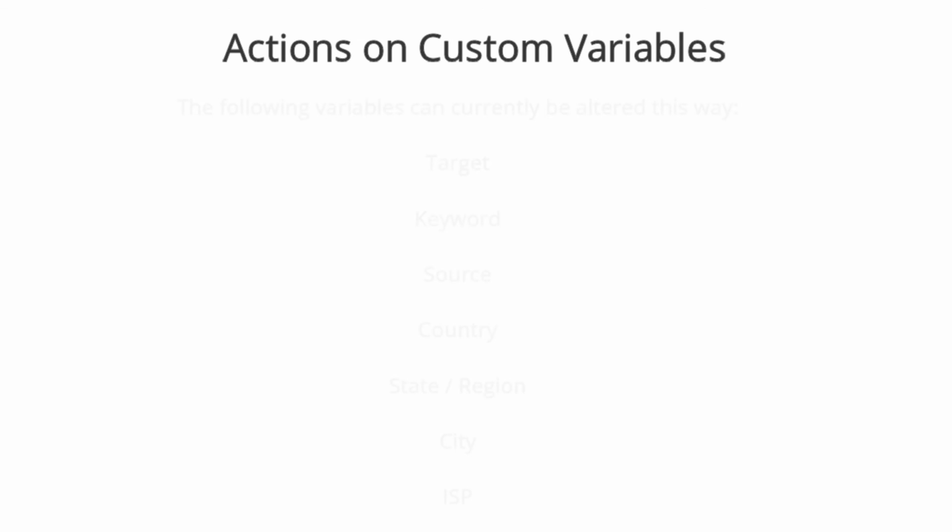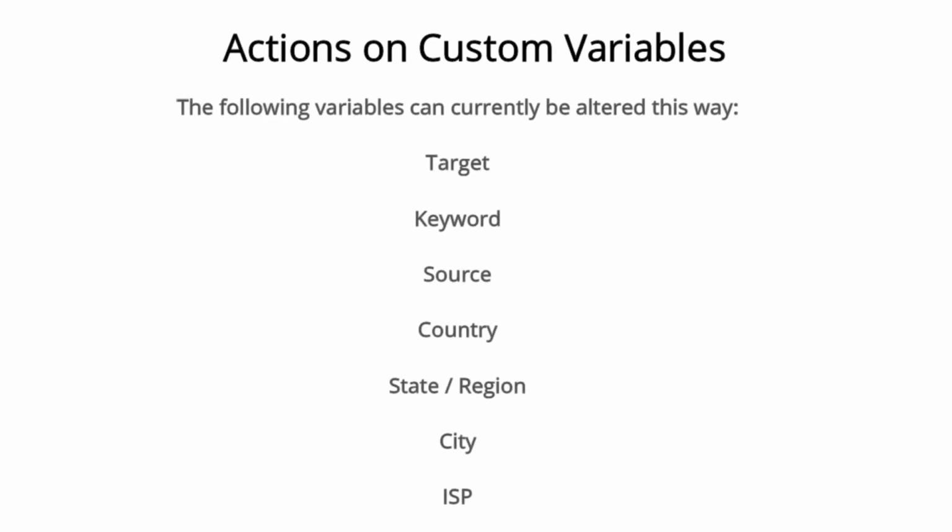All right, so actions on custom variables. Within the Zeropark campaign reporting in Volume, it's also possible to pause or resume your specific target traffic variables, as well as change your bids per different custom variables. So you can do it in bulk or individually by selecting a particular data row. These are the following variables that can currently be altered this way: target, keyword, source, country, state or region, city, internet service provider, and mobile carrier.